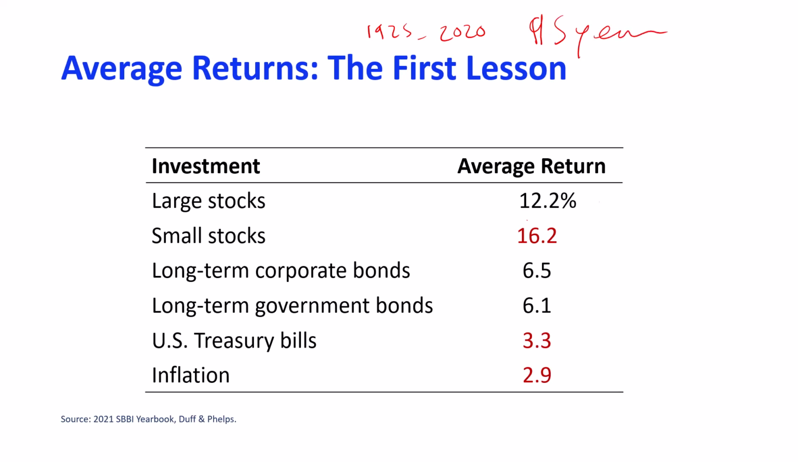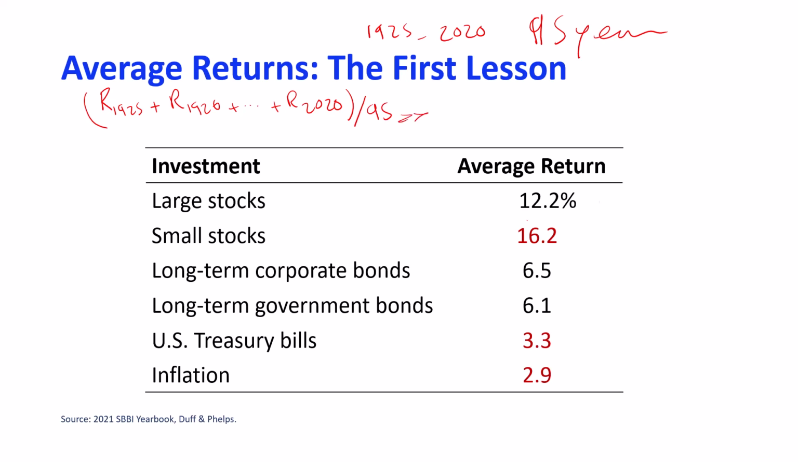So the way we calculate this is by adding the return in 1925 plus the return in 1926 all the way to 2020, and then divide the whole thing by the number of observations, which is 95.